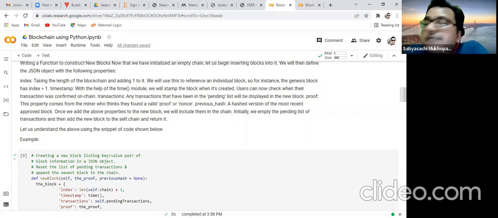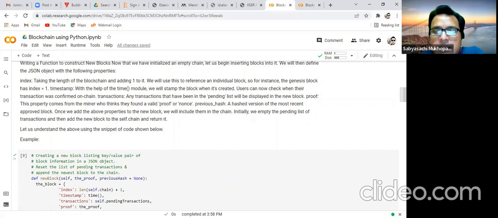And then for example, previous hash will be there. All of you know that apart from the hash, previous hash is also another important component of each block of the blockchain. So a hashed version of the most recent approved block will be there. And once we add the above properties to the new block, we will include it in the chain. So initially we empty the pending list of transactions. And then we are adding the new block to self.chain and returning it, right? So let us try to understand this particular phenomenon with the following coding portion.